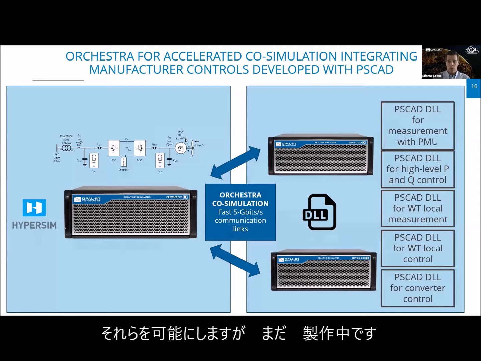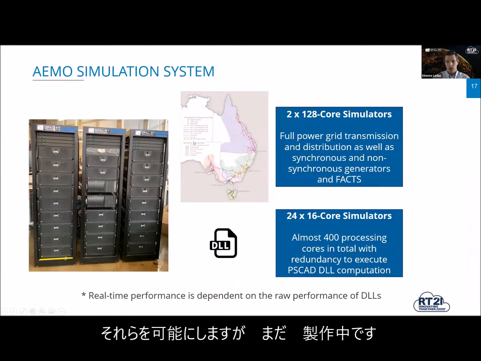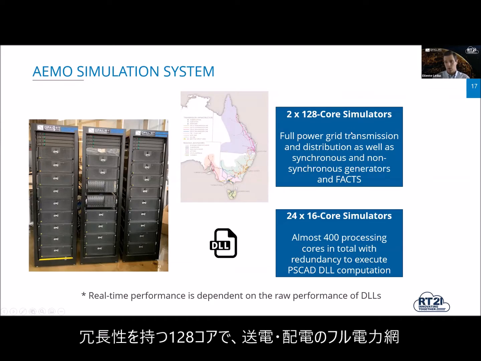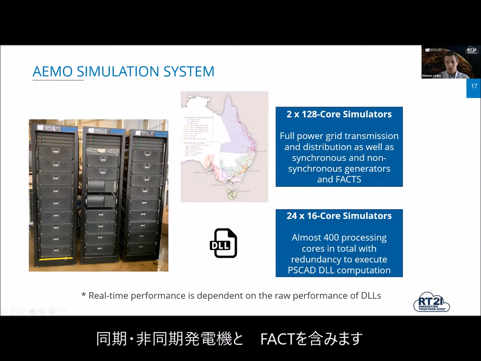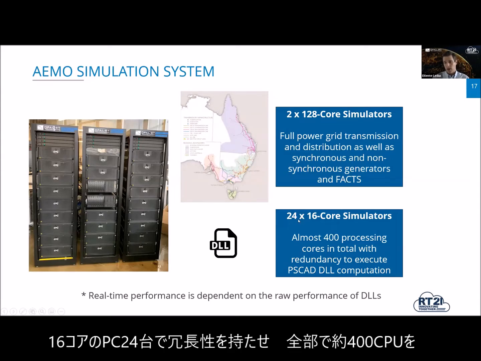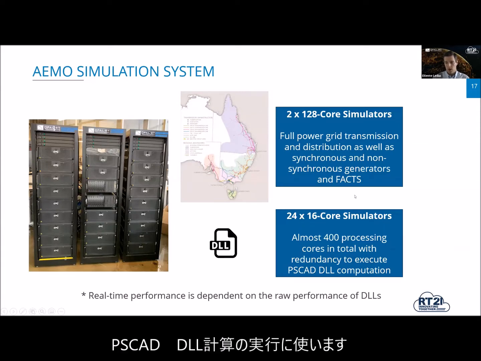And that brings us to the system that's still in production, almost ready to be shipped. We have 128 cores with redundancy to be able to simulate the full power grid, transmission and distribution, as well as synchronous and non-synchronous generators and FACTS. So, what Alistair presented earlier. And we have 24 PCs of 16 cores with some redundancy as well. That's almost 400 processors in total to execute the PSCAD DLL computation.